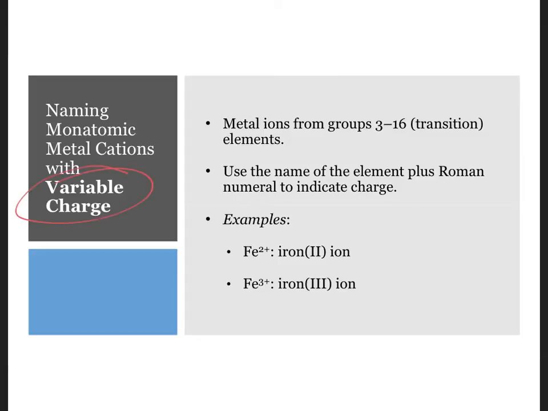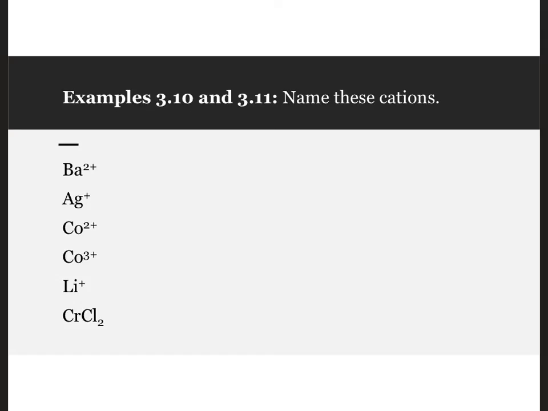If you're not familiar with the Roman numeral system, you'll want to look that up for numbers 1 through 7, which is the highest charge you'll ever see. Here are a few for you to name as practice. Be sure to identify if the metal has a constant or variable charge before you name it.